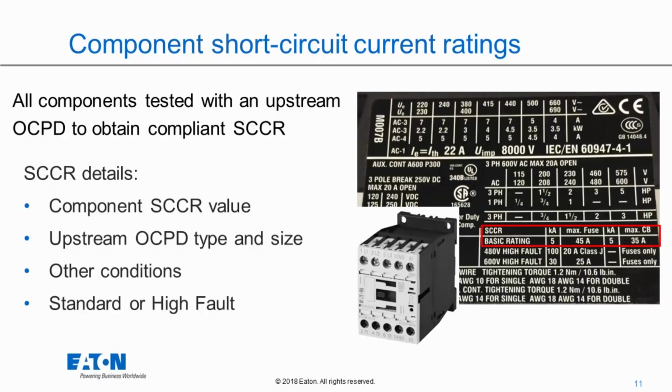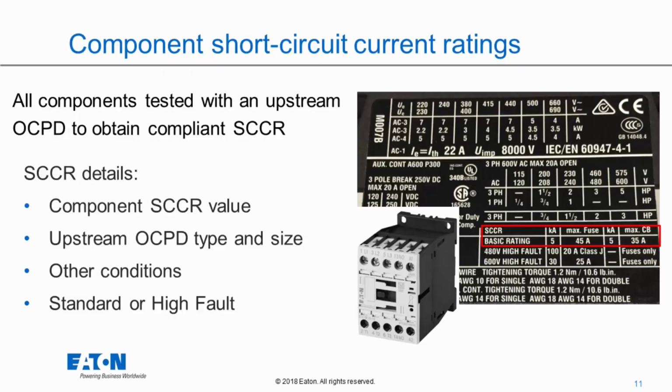Talking a little bit more about short circuit current ratings. Any component that is UL listed is going to be tested with an upstream overcurrent protective device to obtain a short circuit current rating. When you look up that short circuit current rating, you will see the component short circuit current rating value, so what it is, 5 kA, 10 kA, whatever it might be. You will see that upstream overcurrent protective device type and size listed. And that size is a maximum amp rating. So you are always allowed to use a lower amp rated device, but you can never use something higher. It's a maximum size of the upstream device.